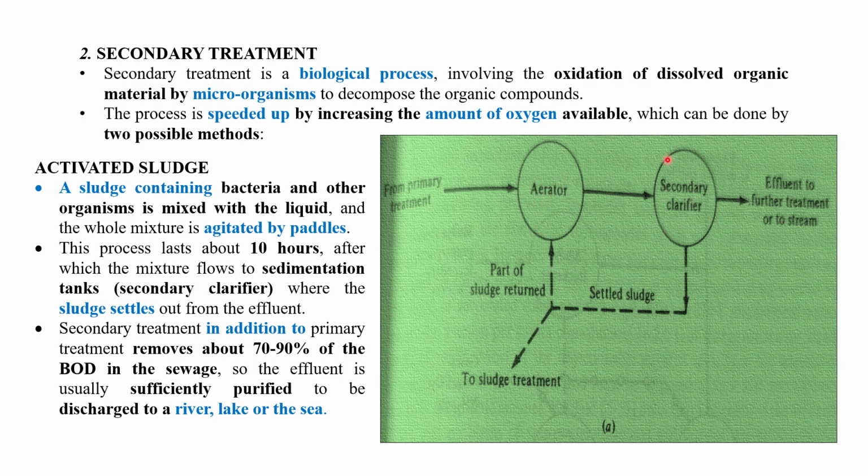Then after the secondary treatment, normally it is sufficient. The secondary treatment is sufficient for the sewage treatment plant. The effluent is sent to the natural stream directly, or we can go for further treatment, meaning tertiary treatment, if it is required.